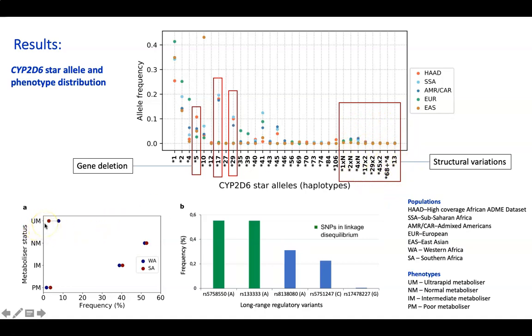Then here we see the phenotype prediction. We see that there are more ultra-rapid metabolizers in Western Africa compared to Southern Africa. And then we also see that there are more poor metabolizers in Southern Africa compared to Western Africa. And this is due to the different distribution of the star alleles in the different populations. We also see a contribution by the long-range regulatory polymorphisms, and these two, for example, are in linkage disequilibrium, and they are located about 100,000 base pairs away from the CYP2D6 gene.